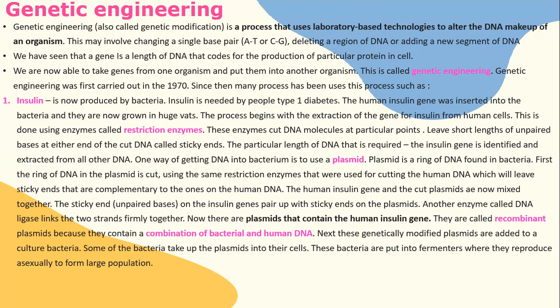Now there are plasmids that contain the human insulin gene. They are called recombinant plasmids because they contain a combination of bacterial and human DNA. Next, these genetically modified plasmids are added to a culture of bacteria. Some of the bacteria take up the plasmid into their cell. These bacteria are put into fermenters where they reproduce asexually to form a large population.